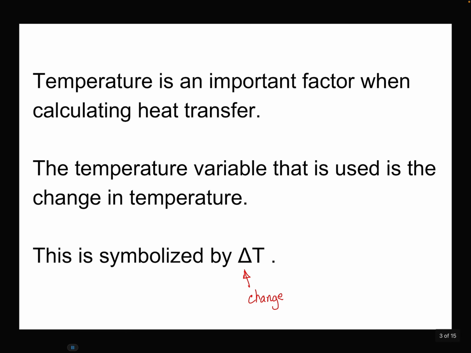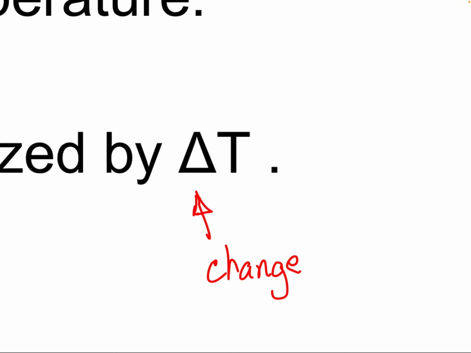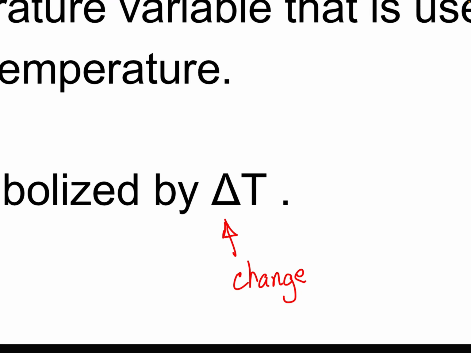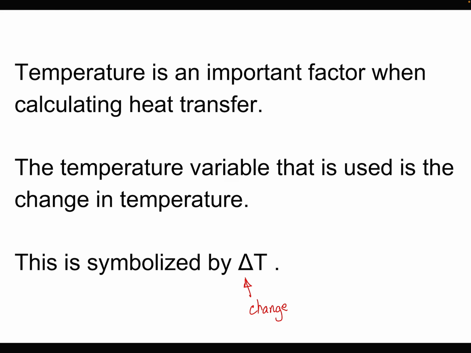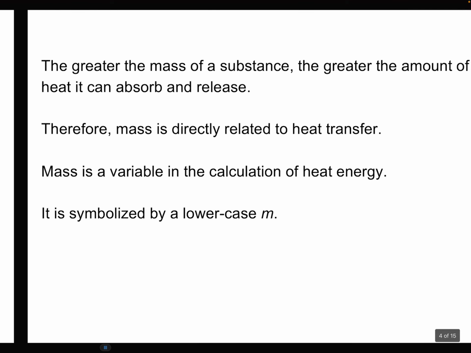Okay, so temperature is the key factor when calculating heat transfer. Well, there are a few things as we'll see, but this is a big one. So the temperature variable is used, and the symbol that we use is just delta T. Delta here in this context means change. So whenever you see that little triangle in front of a variable, that means change. So what delta T means then is change in temperature.